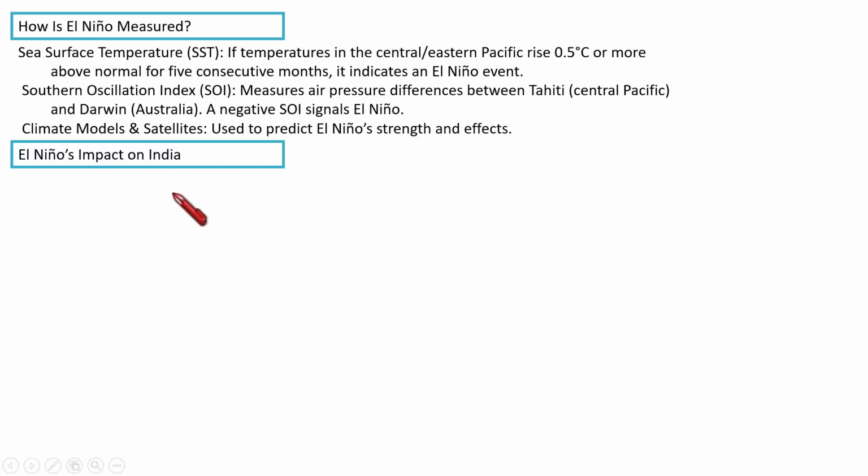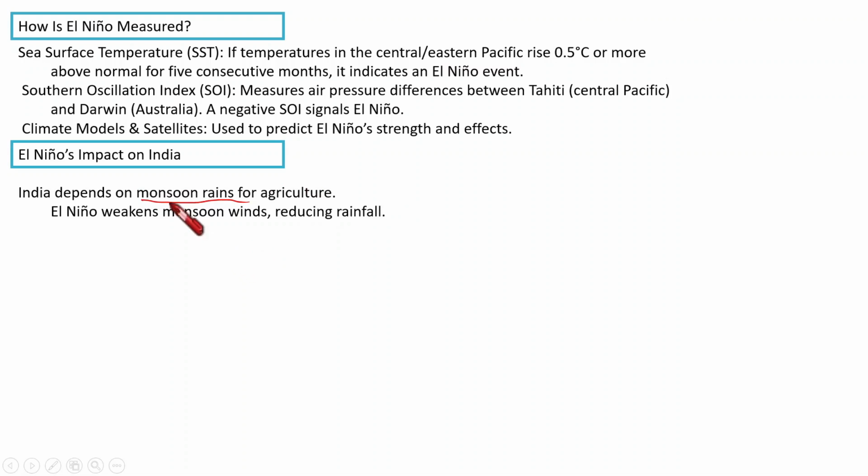We are next going to understand the impact of El Nino on India. India mainly depends on monsoon rain for its agriculture. Because of the weak monsoon, as we are not getting enough warm ocean surface water, precipitation will be less, so the monsoon will be of weak strength, and so there will be reduced rainfall. In that way, our agriculture will certainly be affected.